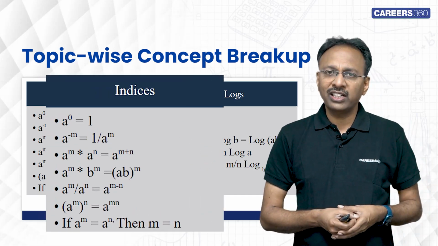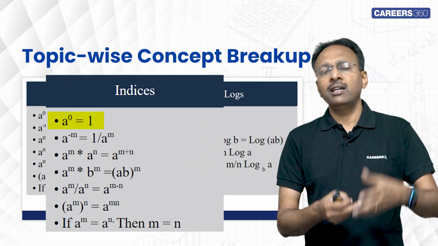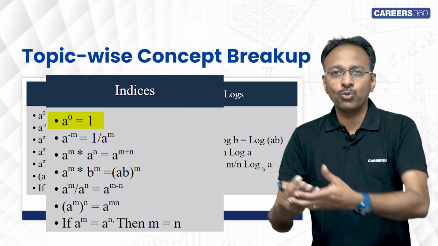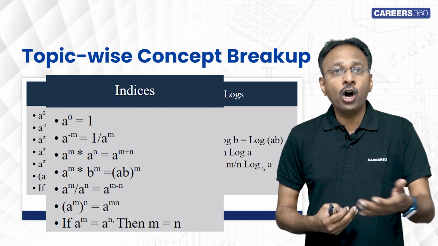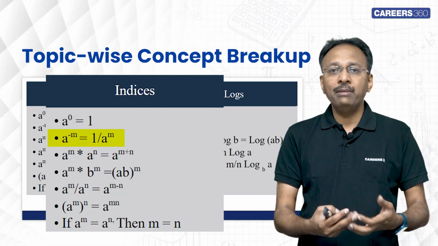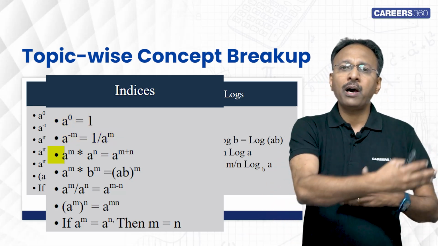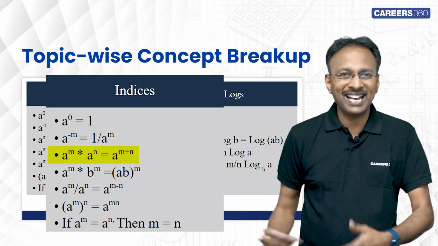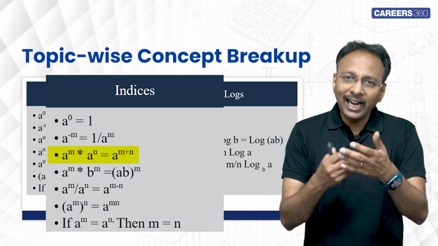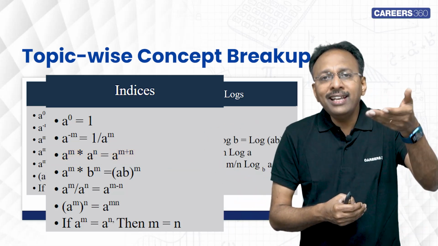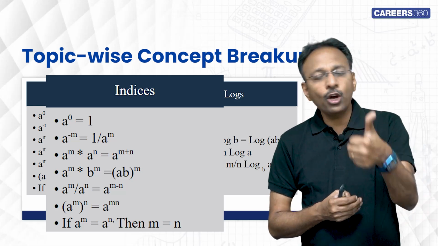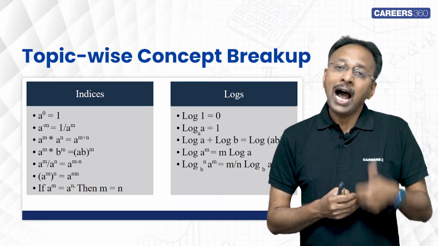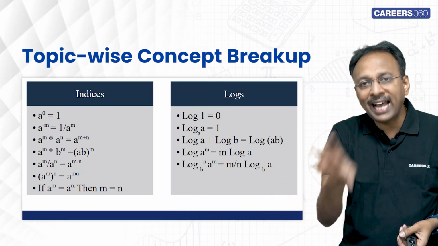Let's take indices for example. All of us know any number a to the power 0 is 1, or a to the power minus m is 1 by a to the power m, or a to the power m into a to the power n is equal to a to the power m plus n, or whatever that may be. The idea here is, these are your concept formulae. How do you utilize them? How do you apply them?